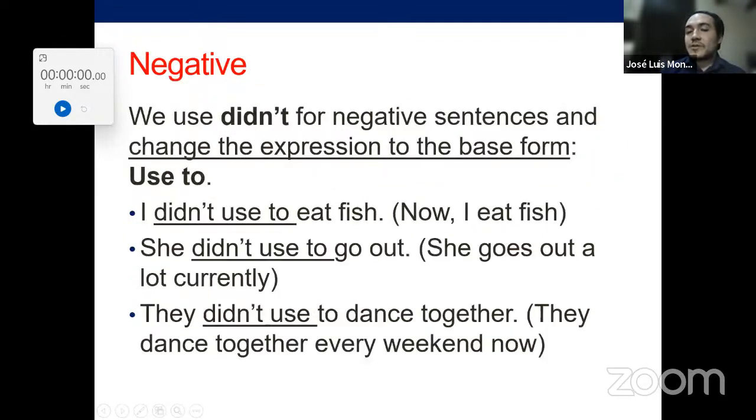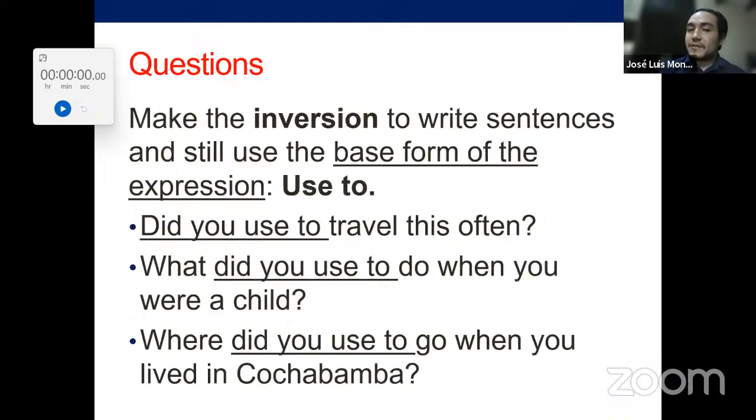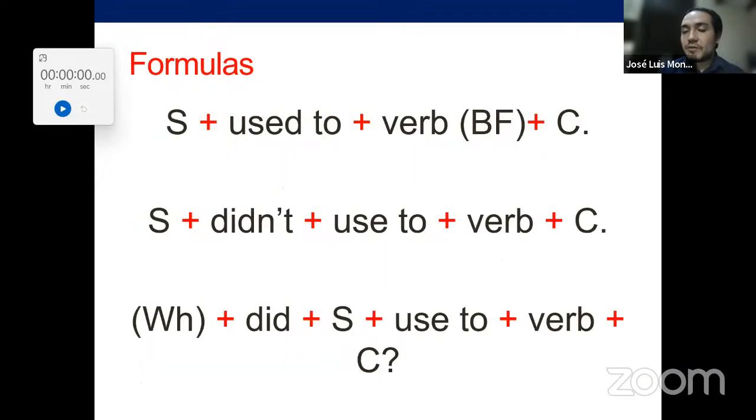In negative, of course, it is the opposite. We have to take just one thing into account, that as it is negative, we use didn't, and of course use is in the base verb. The same for questions, right? We use did, so it means we use base verb and we don't use the be at the end. These are the three main formulas.